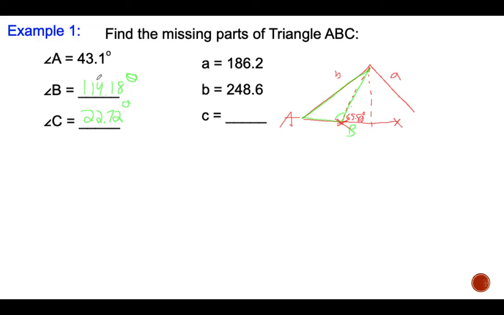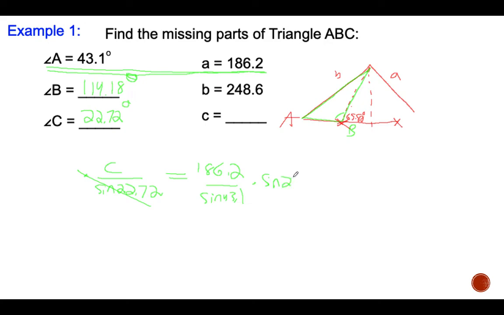So I'm going to do our given. I usually like to use our given. And we want to find side length, so I'm going to put that on top. So C over sine of 22.72 equals 186.2 all over sine of 43.1. Got to solve for C. So multiply sine of 22.72 to both sides. Okay, now let's do the math there. 186.2 divided by sine of 43.1 times sine of 22.72, and C equals 105.25.